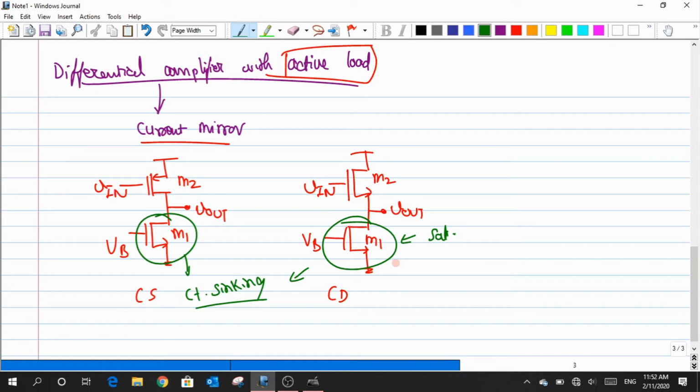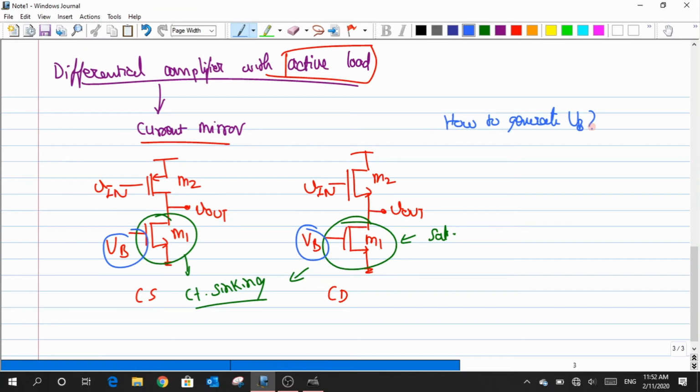I need a current sinking circuit, and in order to have a current sinking capability in my MOS transistor, I have to ensure that both these M1s are being operated in my saturation regime, and I need a potential VB which is larger than the value of VTH, right? Now the question is, how do I generate this VB? How do I generate this biasing potential VB?